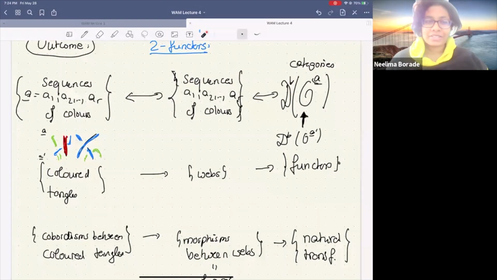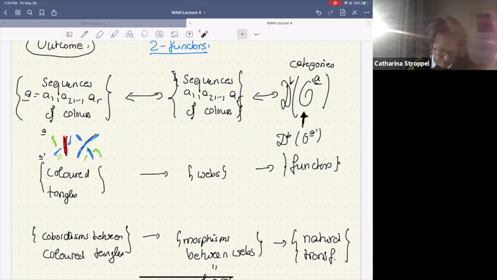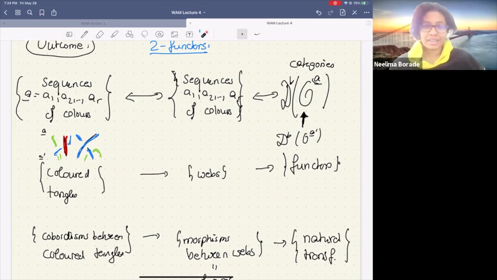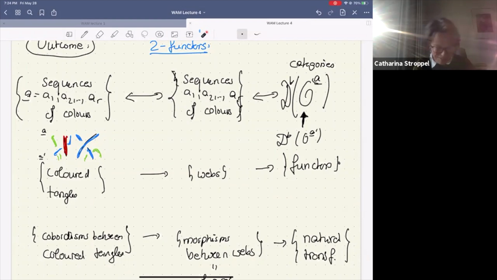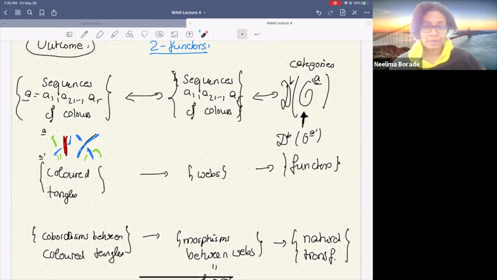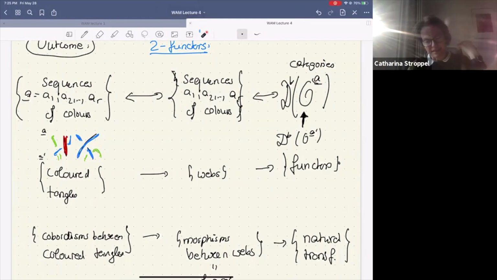I had a small question. So does this only work for the two-dimensional setting, or can you keep going? You mean in terms of cobordisms? Yeah, and the webs. So at the moment, yes, it only works for the two-dimensional setting. So a big question is, how can we go further?